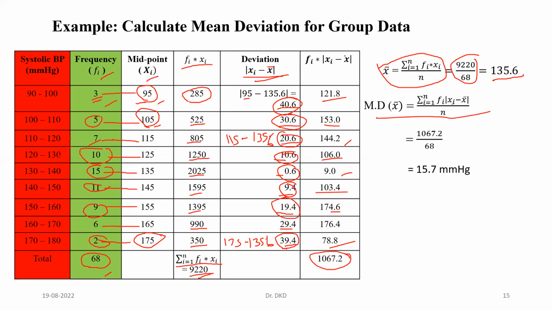As we are aware, the mean deviation formula for group data is the summation of fi times modulus xi minus x bar, divided by n. This value we have already calculated, and n is already given. So 1067.2 divided by 68 gives 15.7. These are the steps for mean deviation calculation that we need to understand.